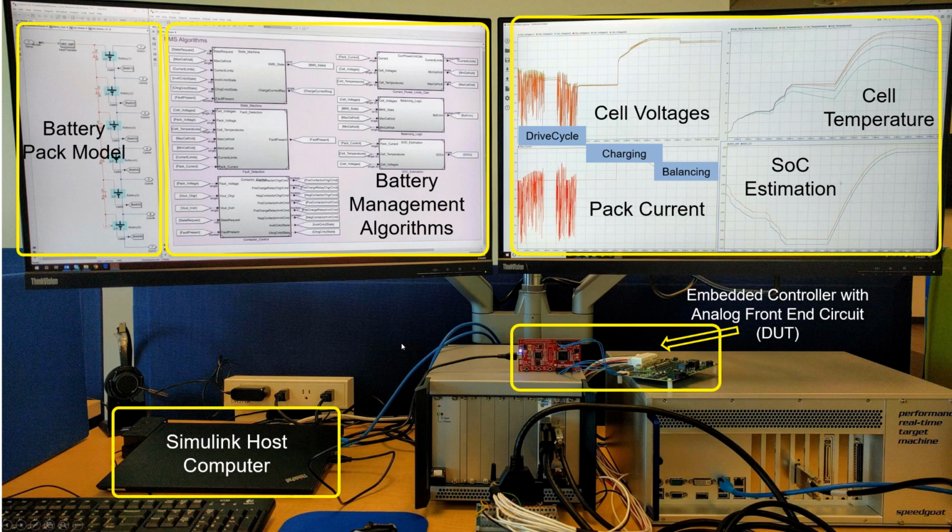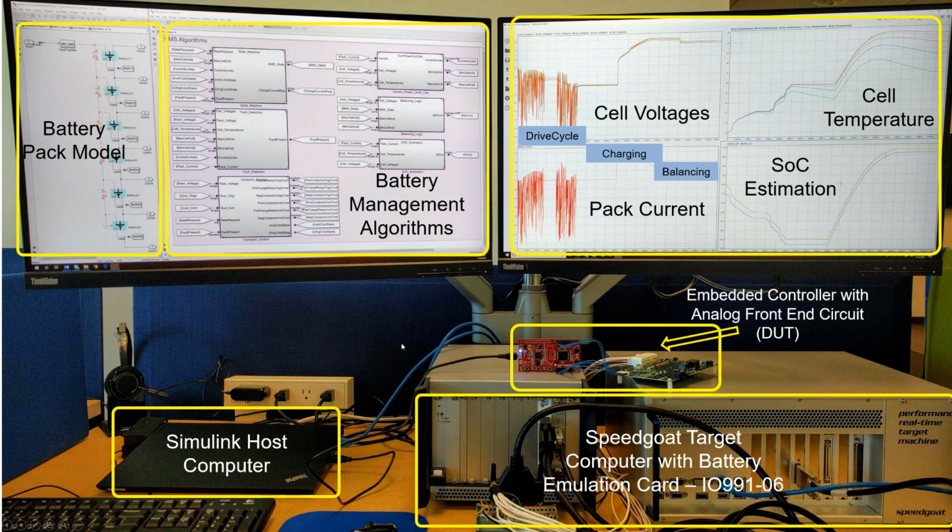The second approach is called hardware-in-loop testing, where a plant model is deployed onto a real-time target machine to emulate the behavior of a physical system and produce feedback signals such as cell voltages that embedded controller can read from. For this setup, we use real-time target computer from our partner company Speedgoat to execute our plant model in real time and a battery emulator card IO991-06 from Speedgoat to produce isolated cell voltages.